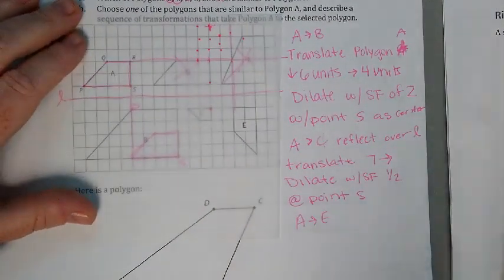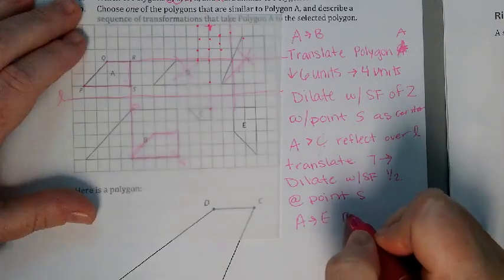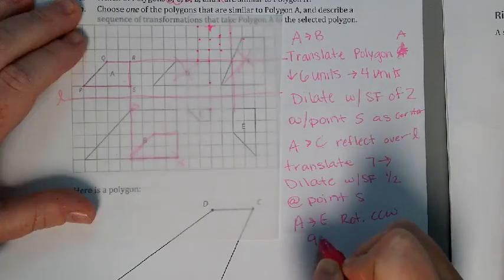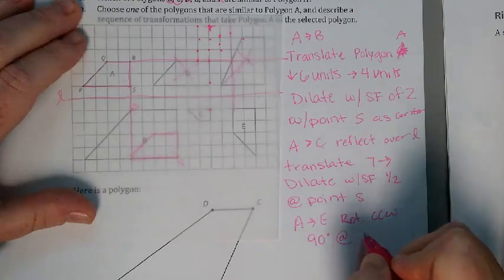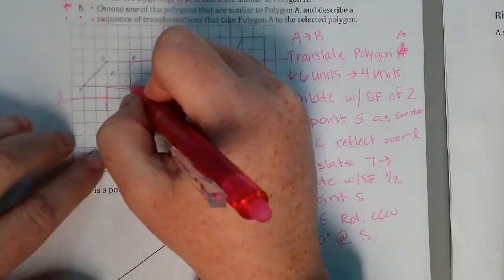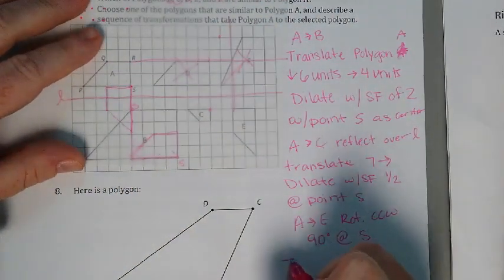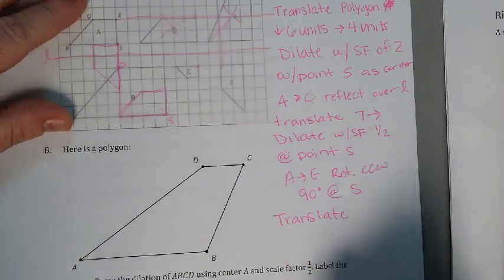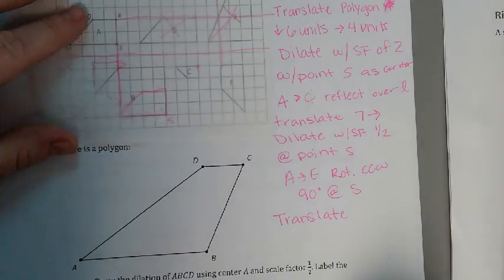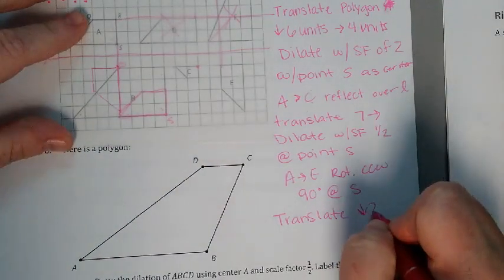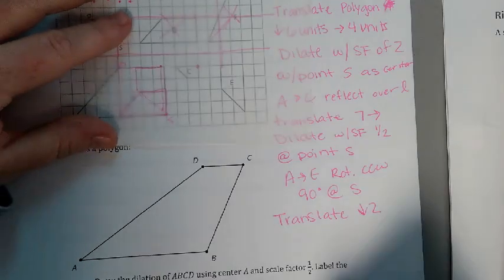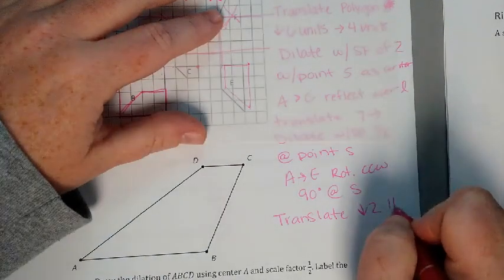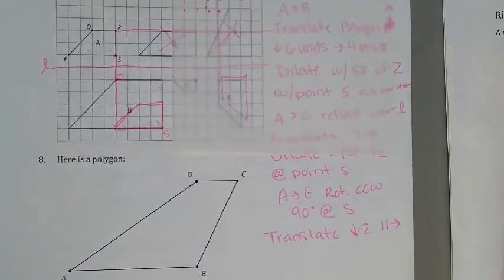So we're going to rotate counterclockwise 90 degrees at S. So now we're right here. Translate down 1, 2, 3, 4, 5, 6, 7, 8, 9, 10, 11. 11 right. And that'll get us there as well. 8 was extra credit, so it's not going to be in this video.